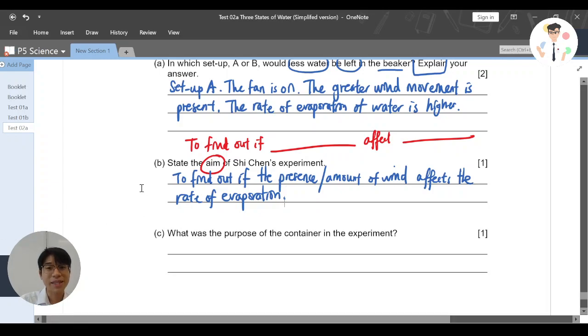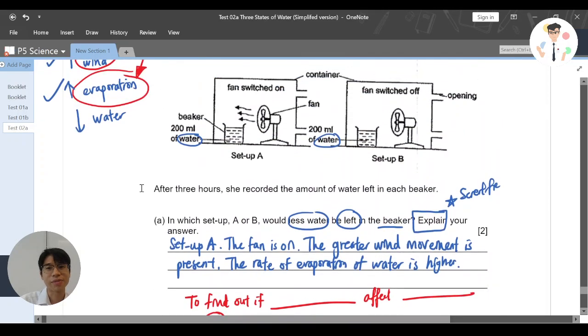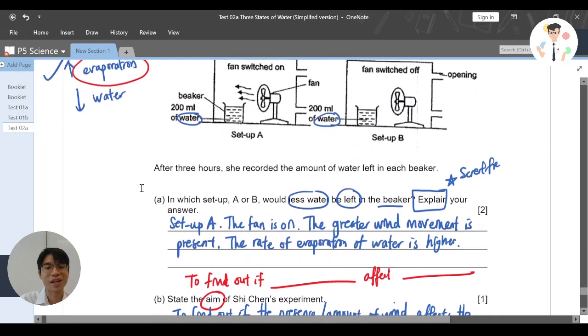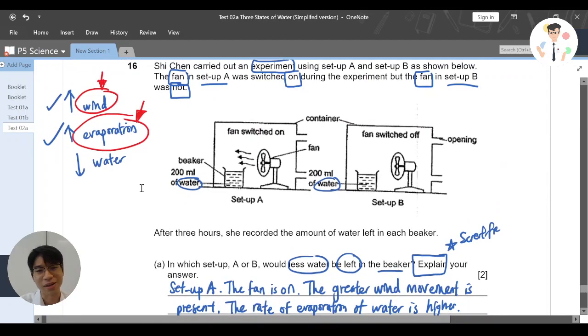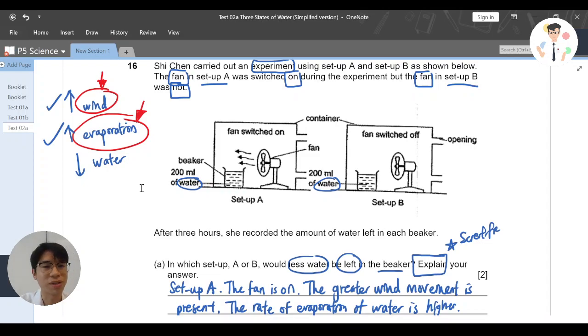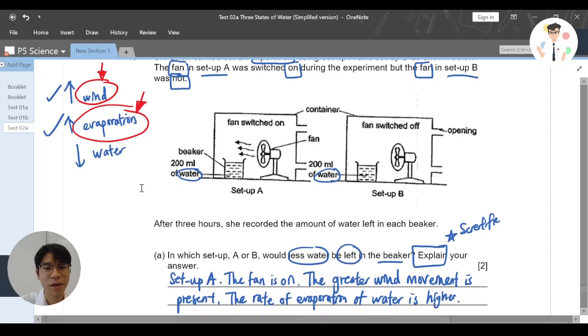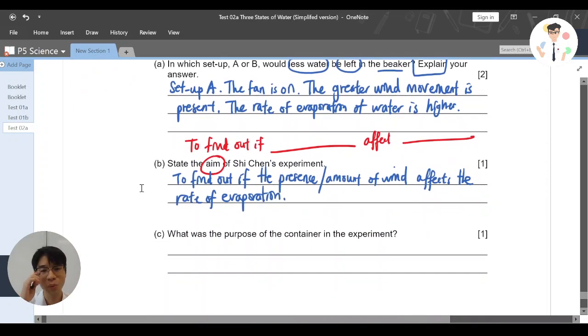Now again, explain scientifically. Some of you say to find out if the fan is on or off, does it affect the water? Yeah, it's not scientific enough because you must have these words come to your mind: presence of wind, evaporation, all these things. Okay. Now the last part says, what was the purpose of the container in the experiment?